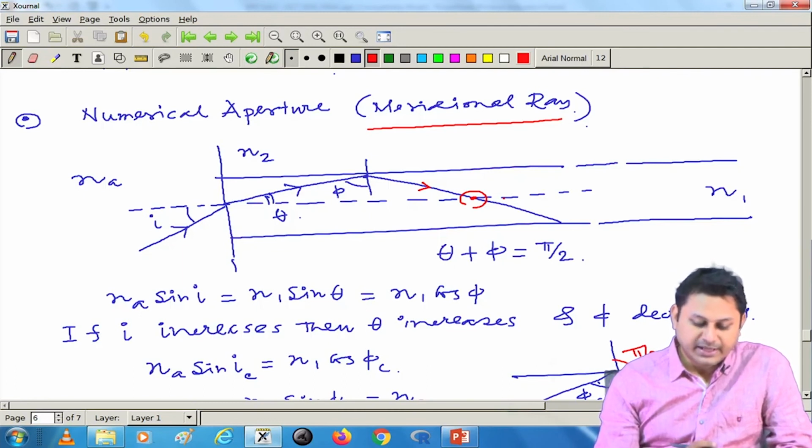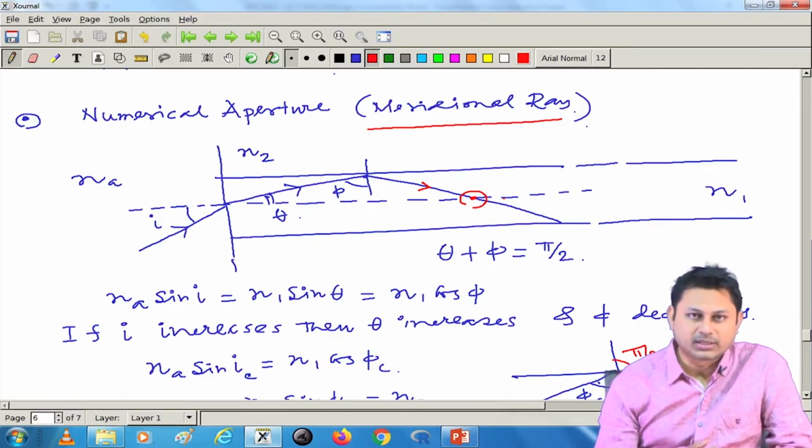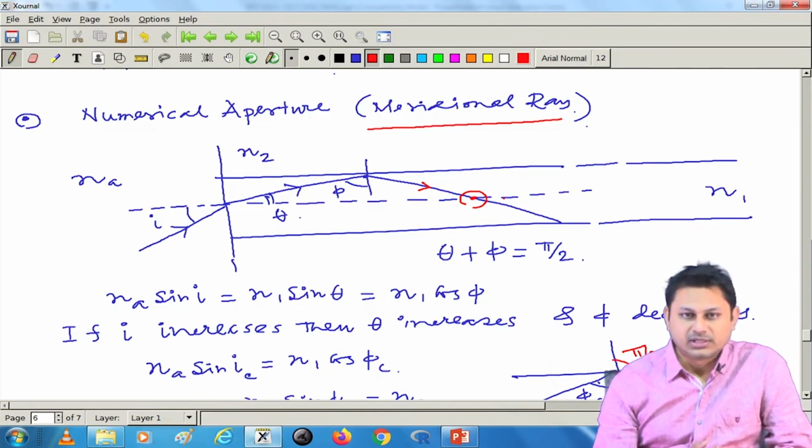But in the next class, we will calculate the numerical aperture for another kind of ray, which is called the skew ray. The skew ray does not pass through the axis, and we will see how one can find out the condition for acceptance angle. So with this note, let me conclude. Thank you very much for your attention.